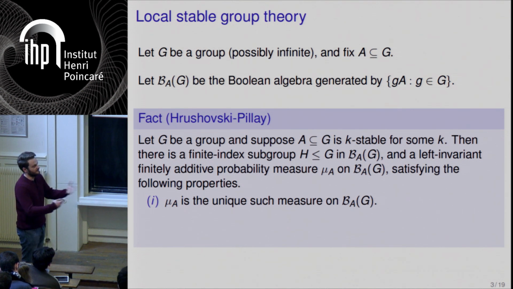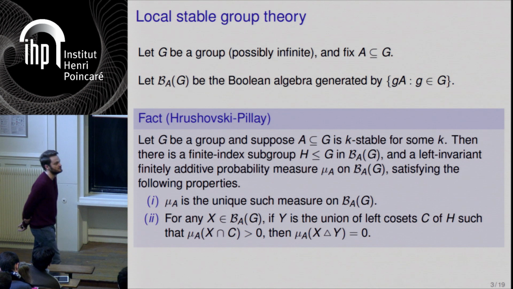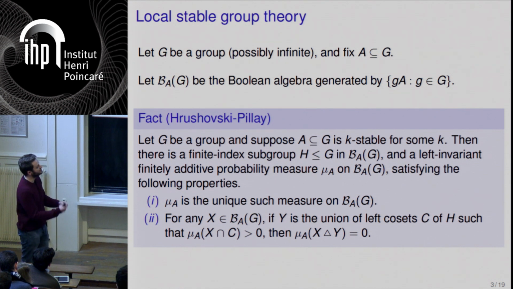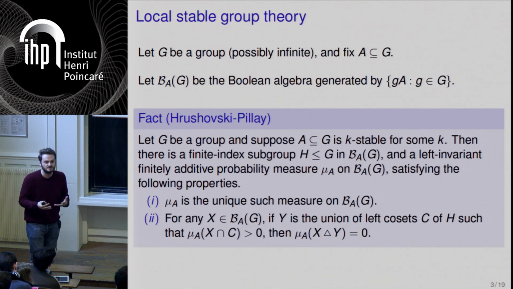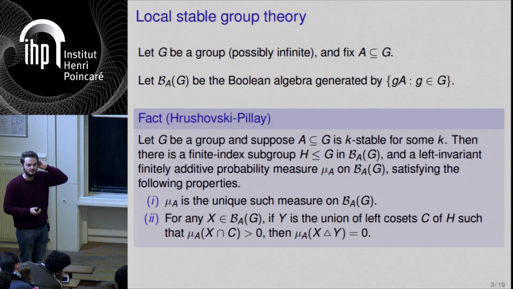And then the other important thing is that we get this sort of structural situation. For any X in this Boolean algebra, if I look at the union of left cosets of the group H, call that Y, and in particular the left cosets whose intersection with X is big in the sense of having positive measure, then the set X looks almost like that union.